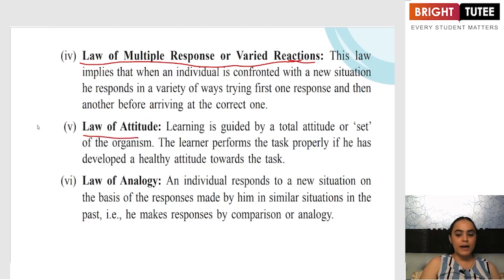What does the law of attitude mean now? Law of attitude means that you will be able to learn something only if you have the correct attitude. If you get into some task with an intention to learn something new, you will certainly end up learning. But if you are doing something just for the sake of it, just because you've been assigned that task and you want to get through with it at the earliest, you will not be able to get any benefit out of it.